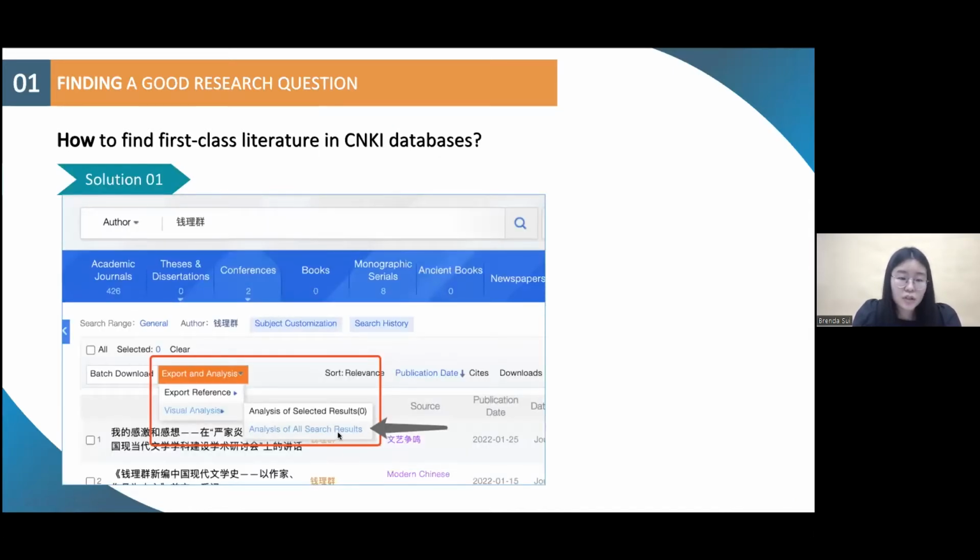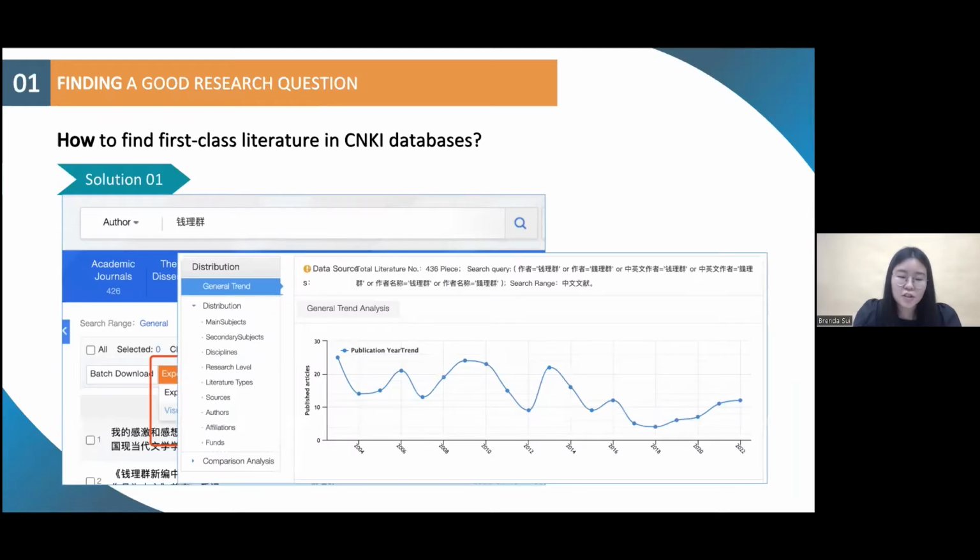Here we can choose export analysis, visual analysis, analysis of all research results. And then we get a tendency chart of his research outcomes and know whether he's still active in academia.